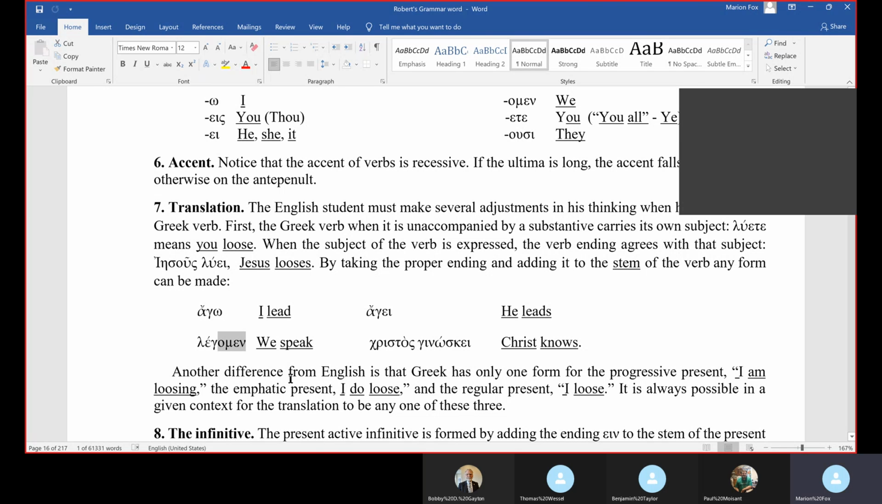Now, how would you make it you all, you plural speak? What would you change? Take the basic stem leg, L-E-G, lambda, epsilon, gamma, and put an ete ending on it, right here, this ending. Or if you wanted to make it they speak, you put the usi ending on it. So you see the pattern? It's a pretty useful pattern for us. Okay. Any comments?